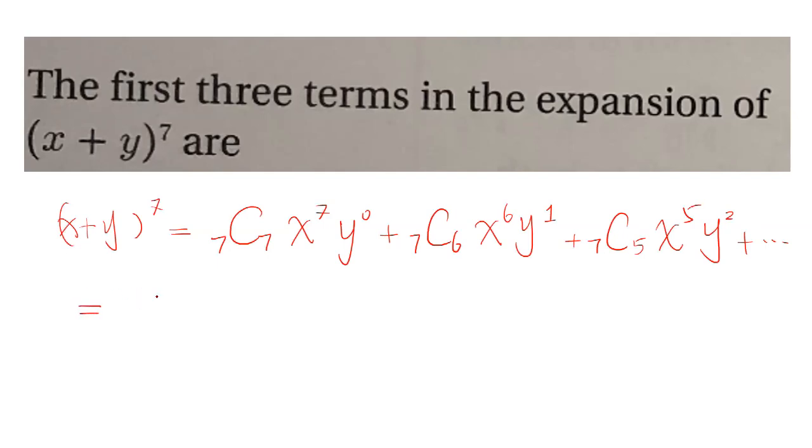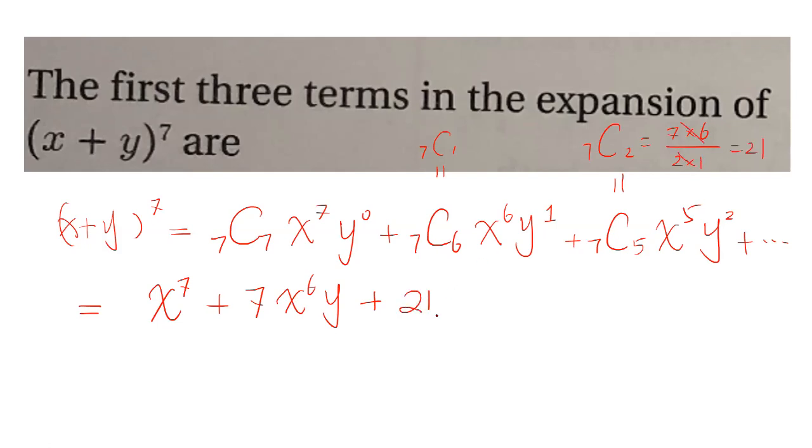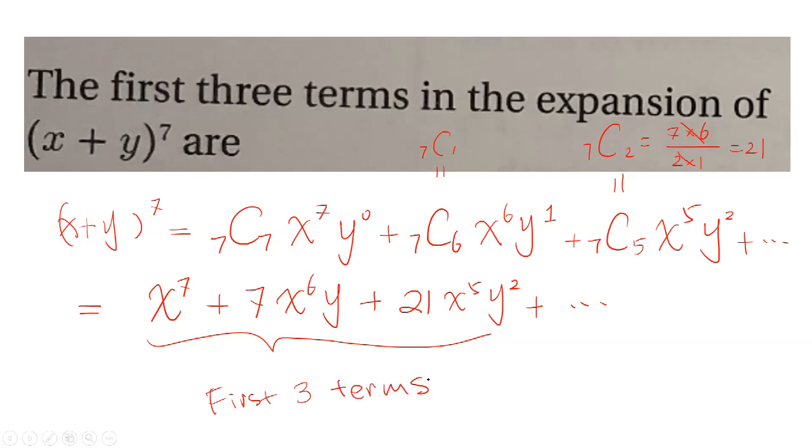Okay, after simplification, we can get x^7, and C(7,6) is actually C(7,1), right? C(7,1) is 7. So second term is 7x^6 y. And third term, C(7,5) is C(7,2), which is 7 by 6 over 2, which is 21, okay? 21 x^5 y^2. Okay, so this is your first three terms. Okay, any questions?